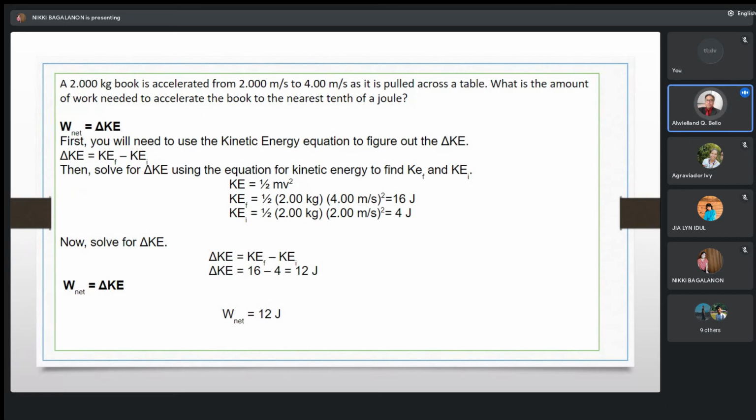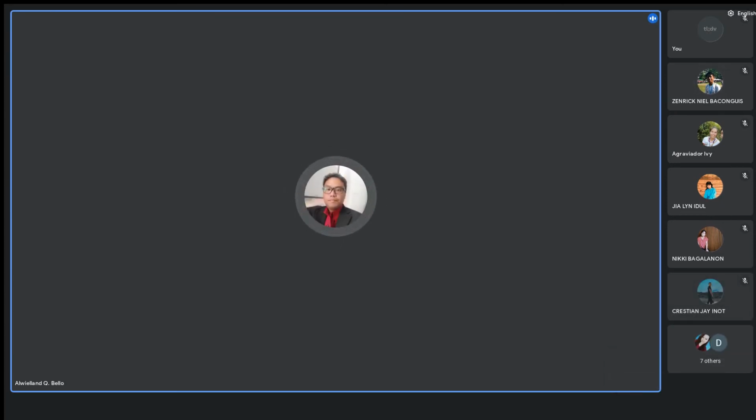Okay, Ivy, do you have another example? Okay, so this version of the work kinetic energy theorem establishes the direct relationship between work done and the change in kinetic energy of a moving object. Is the meaning clear? Kindly go back to the first equation, Ivy.